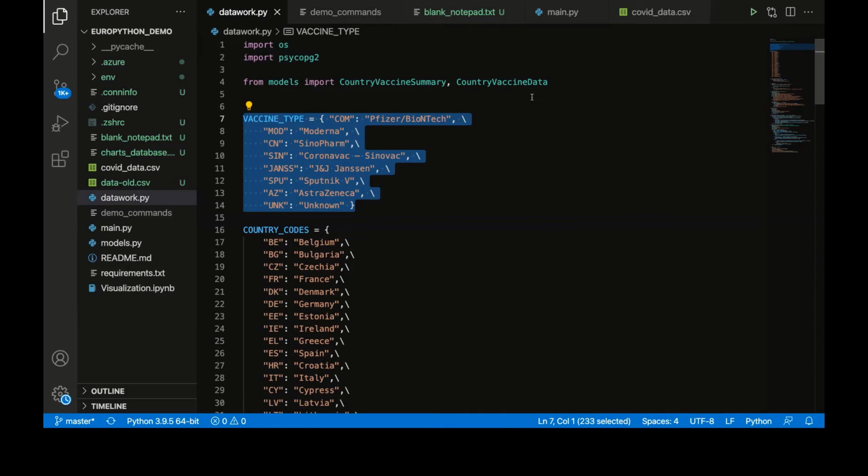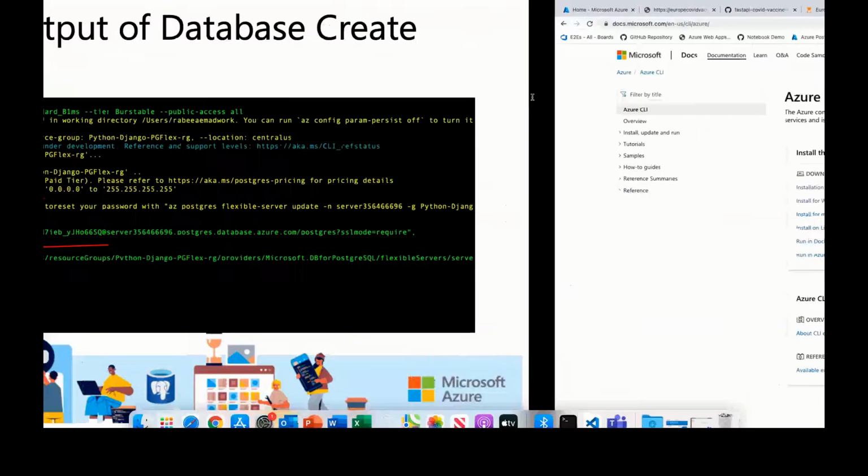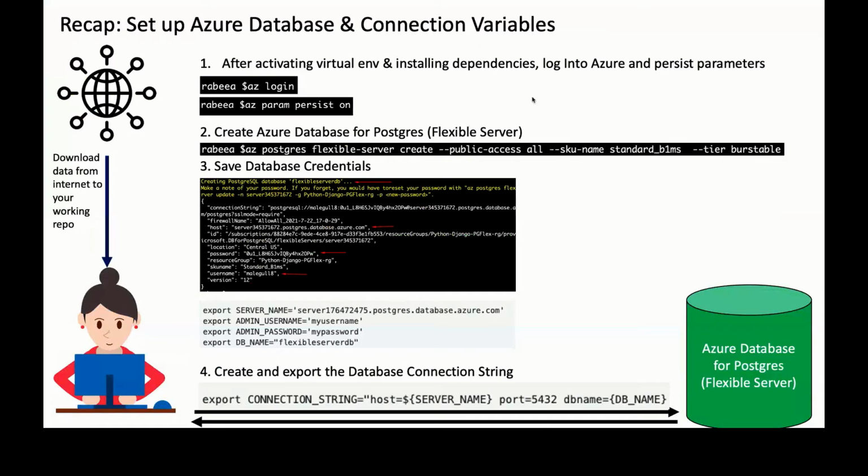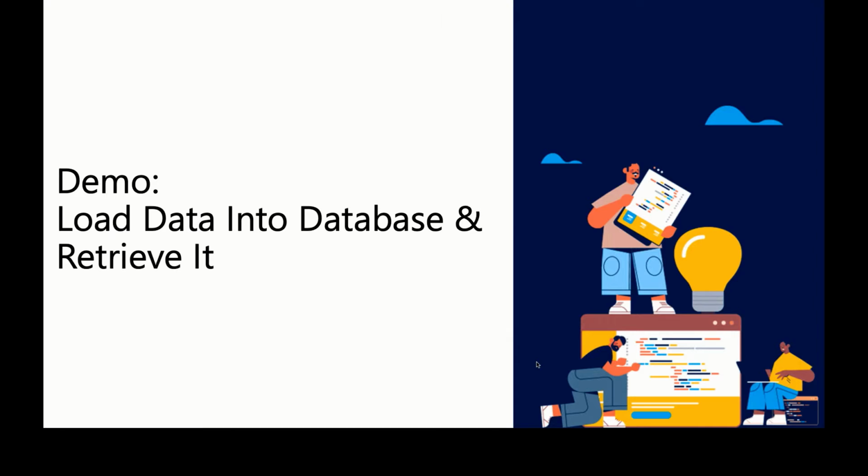But before that, let me do a quick recap of what we learned. We activated the virtual environment, we installed the dependencies, we logged into Azure, we turned on parameter persistence, and then we created a database. Then we saved the credentials that came from that database, and then we exported them using something called a connection string. But you might be wondering, you have all these variables and this thing called connection string, why do you need it? Why is it so important? That's where we go into the next part of this demo, which is loading the data into the database and retrieving it to make sure that it works.